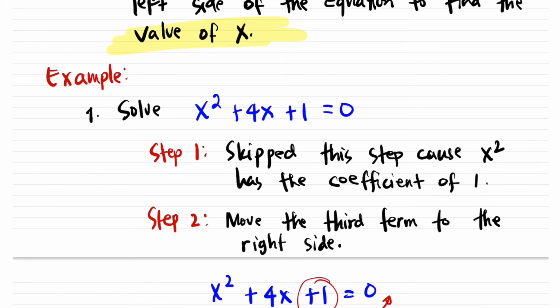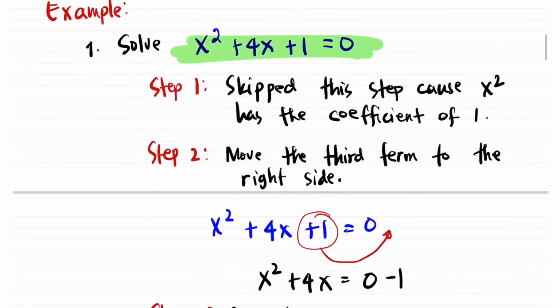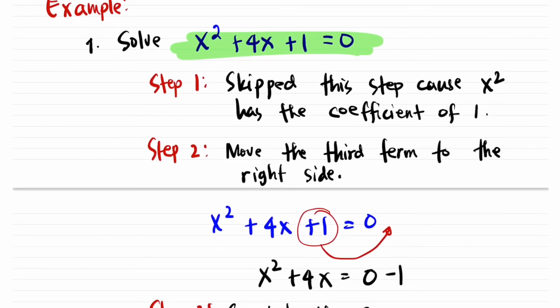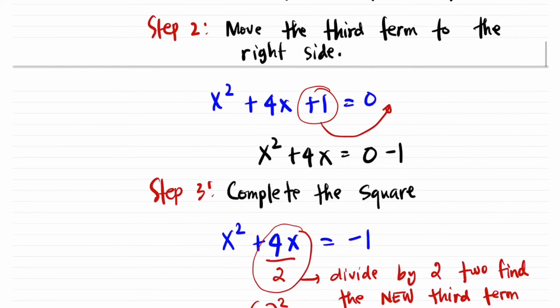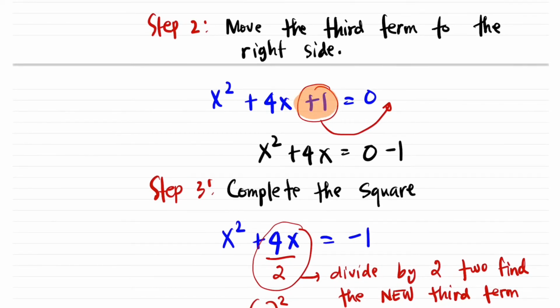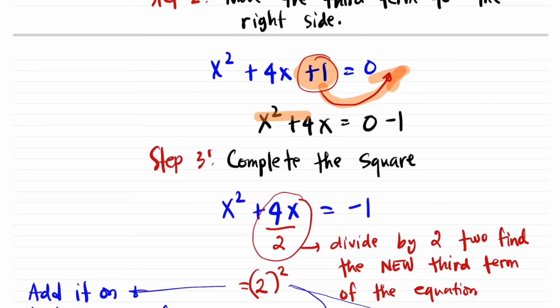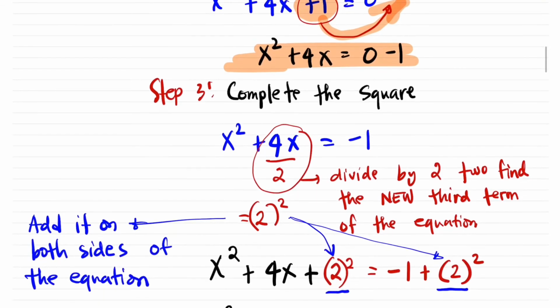We have here an example: x^2 + 4x + 1 = 0. Then we do the 5 steps. We skip step 1 because the coefficient of x^2 is 1. Now we proceed to step 2, we move it to the other side. So our new equation becomes x^2 + 4x = -1.